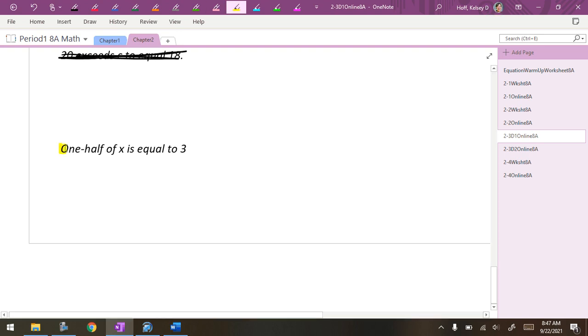Okay. What is 1/2? What does that look like? 1/2. Of means times X. Now you can put a dot with an X next to it, or you can just write your X right next to your fraction. Is equal to means equals 3. Either one of these would be correct. You can put the dot if you want to, or you can just have the X right next to the 1/2.